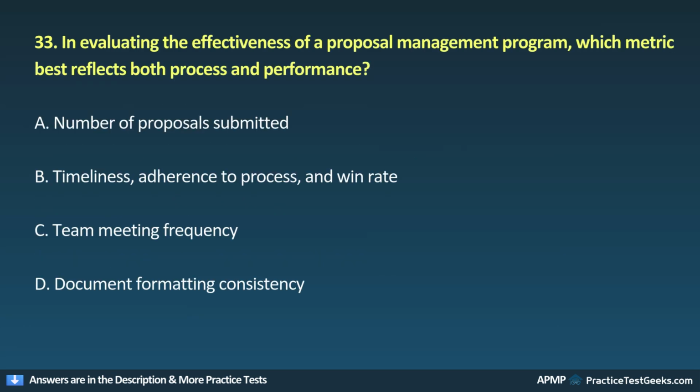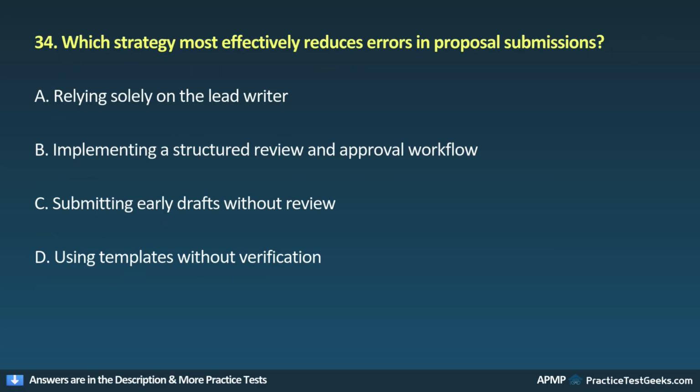33. In evaluating the effectiveness of a proposal management program, which metric best reflects both process and performance? A. Number of proposals submitted. B. Timeliness, adherence to process, and win rate. C. Team meeting frequency. D. Document formatting consistency.